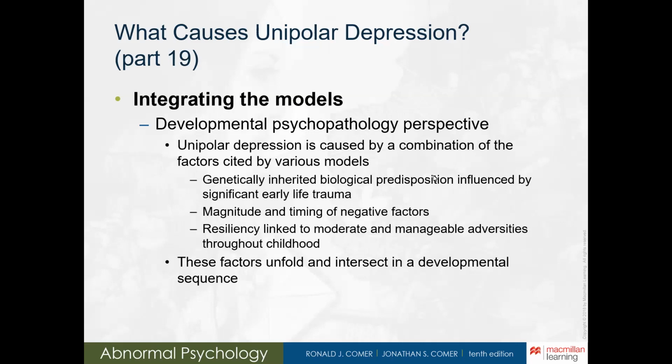So, let's look at the developmental pathology perspective. This says that unipolar depression is caused by a combination of factors. This is based on genetics, especially if they were influenced by significant trauma early in life, the magnitude and timing of negative factors, and resiliency linked to moderate and manageable adversities through childhood. And that these three factors unfold and intersect as they occur during one's development, which can lead later in life to depression.